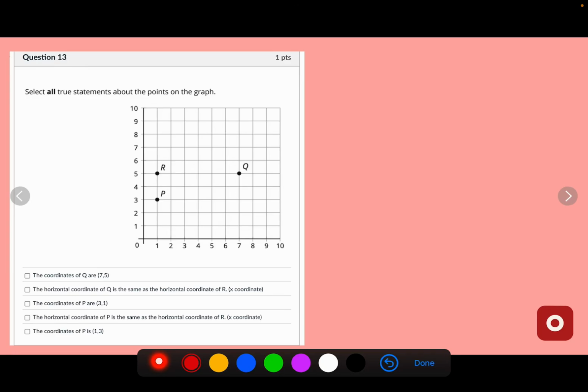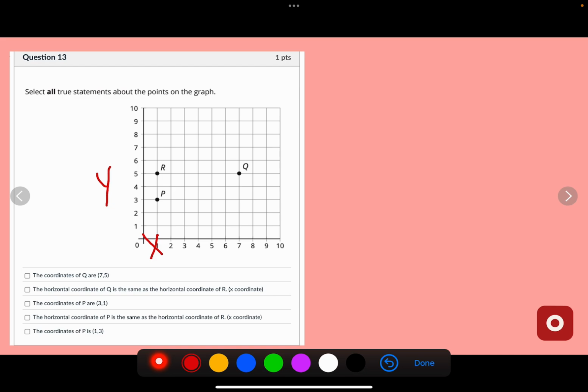True statements about the points on the graph. We got it. We can do it. First thing I would do is write out all my coordinates. We know this is the x-axis right down here, and this is the y-axis going up. Okay?